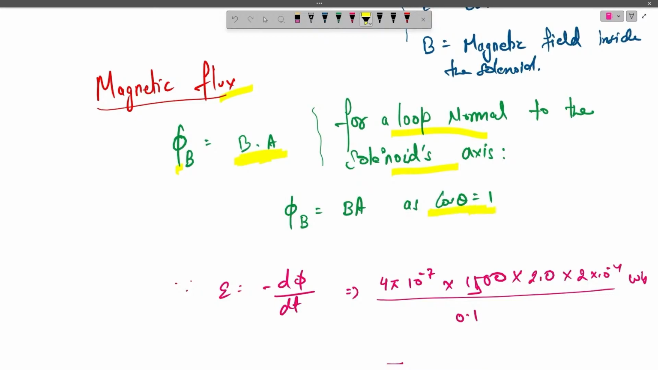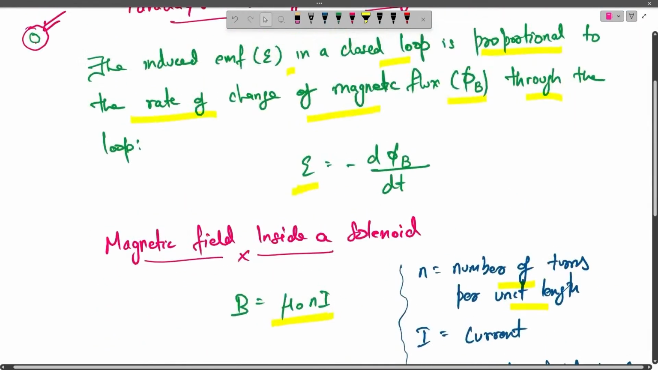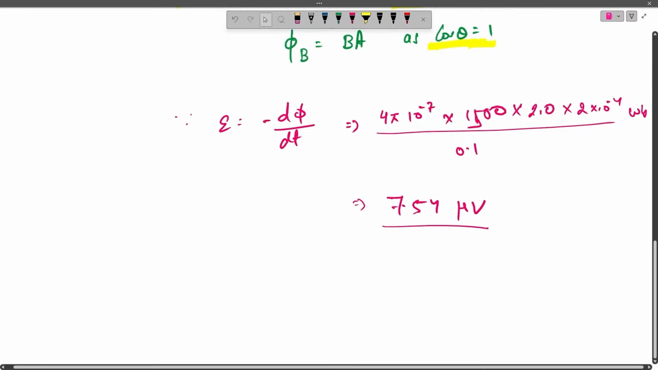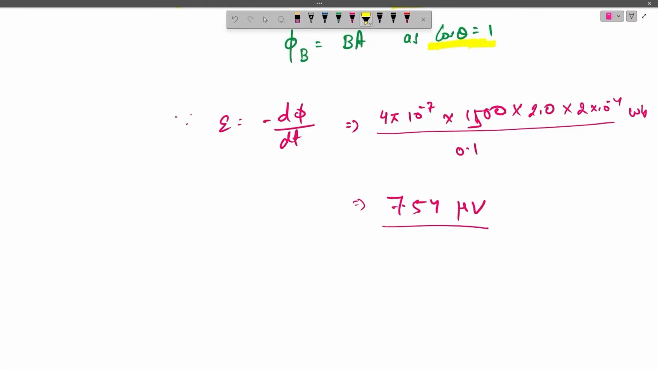Now let's calculate the induced EMF. As we know, induced EMF is given by minus d phi by dt, so we have to calculate the change in flux and divide it by the duration of time. So for the change in flux, since current is changing from 2 ampere to 4 ampere, this value determines the delta t, and this is the number of turns per unit length in the solenoid, and this is the mu naught. So this results out to be the magnetic field of the solenoid, 4 pi 10 to the power minus 7 multiplied by 1500 into 2.0.